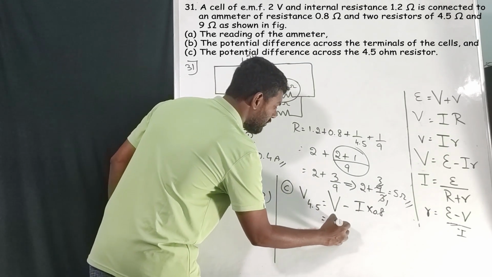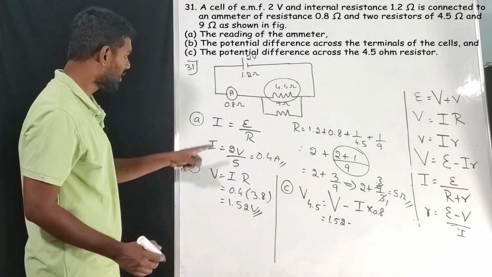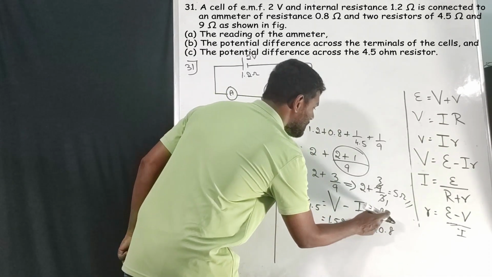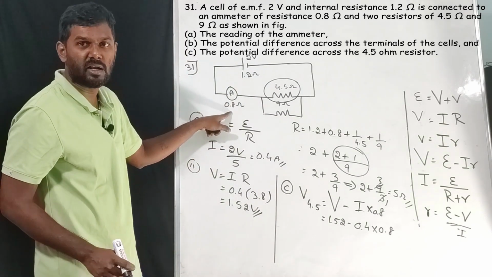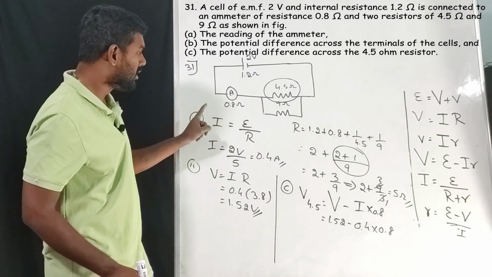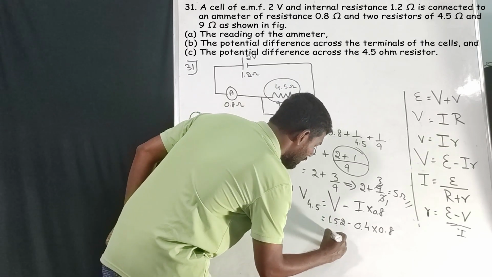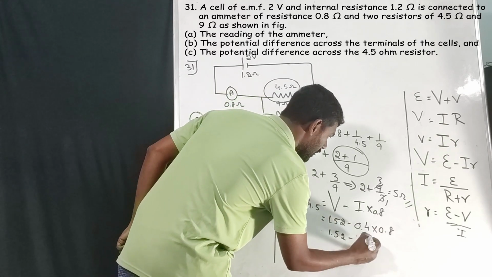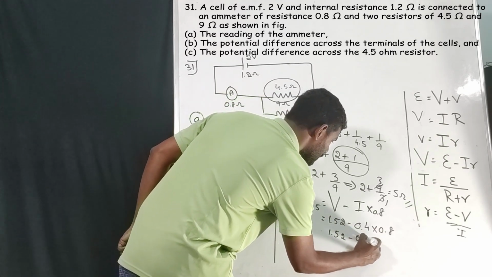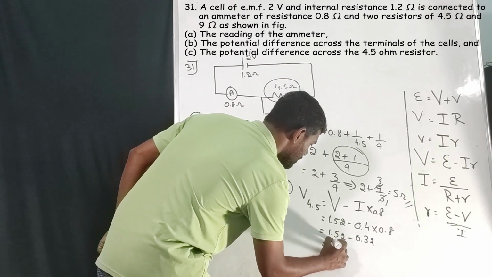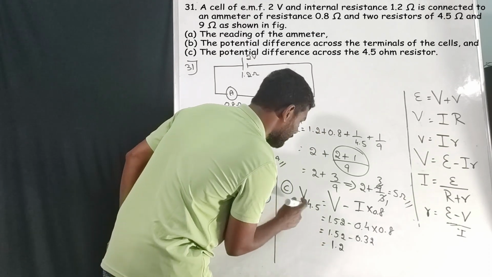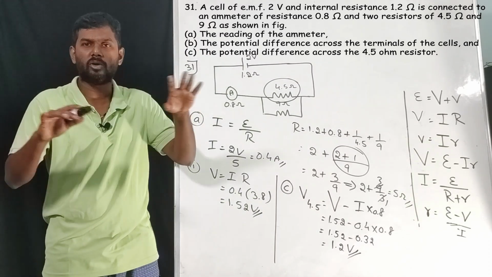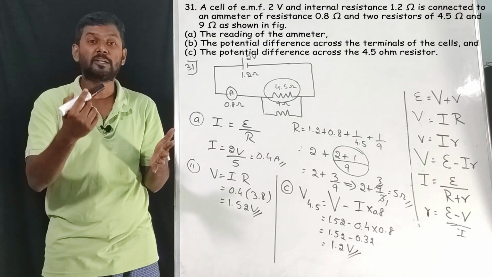So terminal voltage is 1.52 minus current is 0.4, correct? 0.4 into 0.8. What is this 0.8? That is the internal resistance of the ammeter. So 1.52 minus, see, 0.4 into 0.8 will be 0.32. So the final answer will be 1.2. What are we finding? Voltage. So 1.2. That's it. Now we have solved all the questions from the chapter Electricity 8B Numericals.